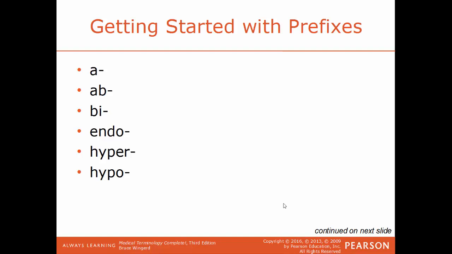The first one, a. This means without. Sometimes it'll be a or an, for example anaerobic, without oxygen. Next one, ab. This means away from. So the joint movement abduction is being moved away from the body's midline. So ab means away.